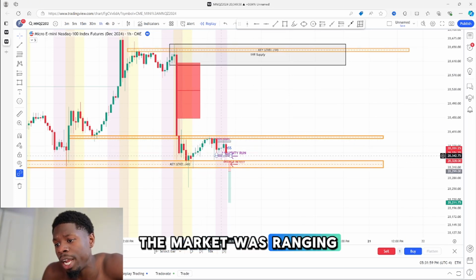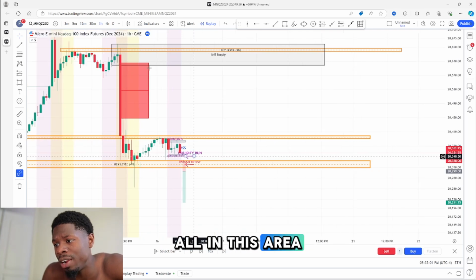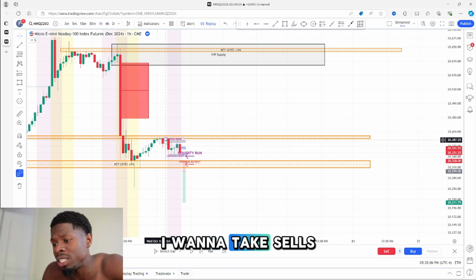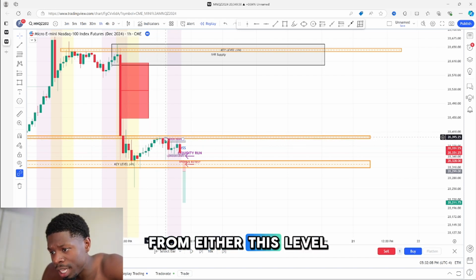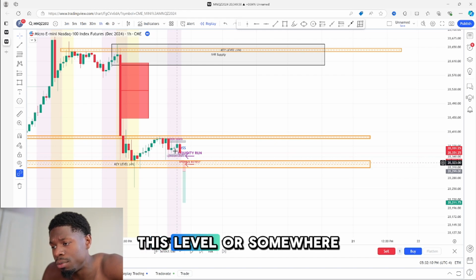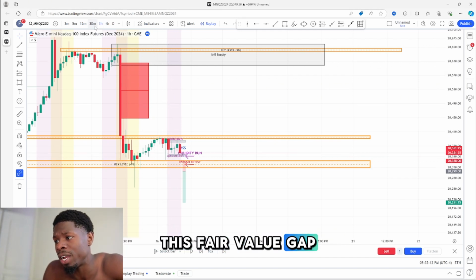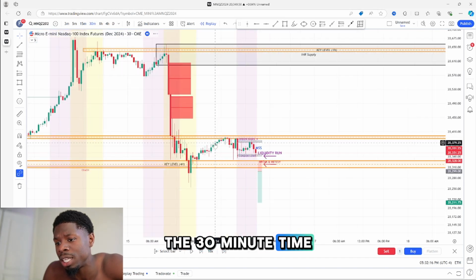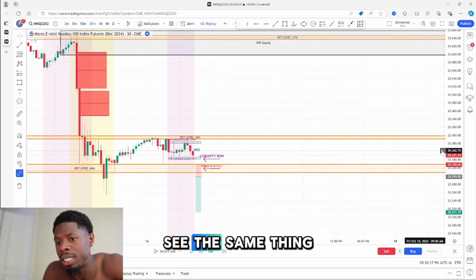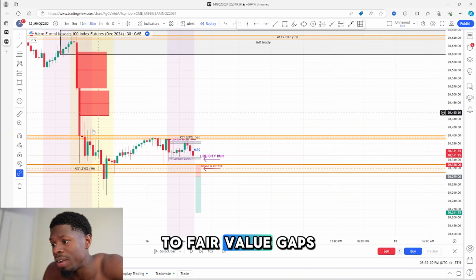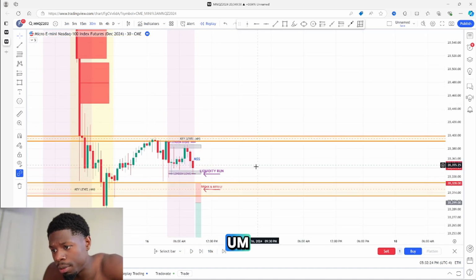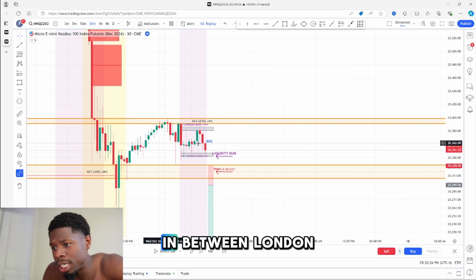The market was ranging all in this area, but I seen that we had this huge sell-off. So in my mind, I'm like, I want to take sales from either this level, or somewhere in this supply, this fair value gap. Price just never got to that level, right? We go down to the 30-minute time frame. We can pretty much see the same thing. Two fair value gaps right here, a supply above, and we were ranging in between London.